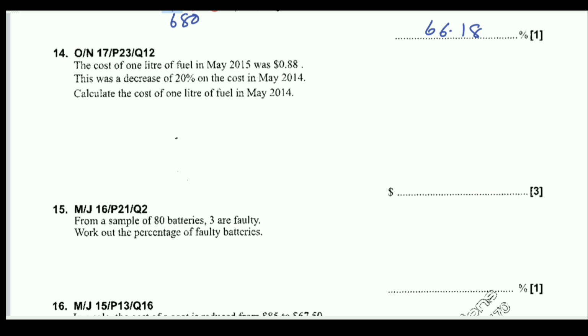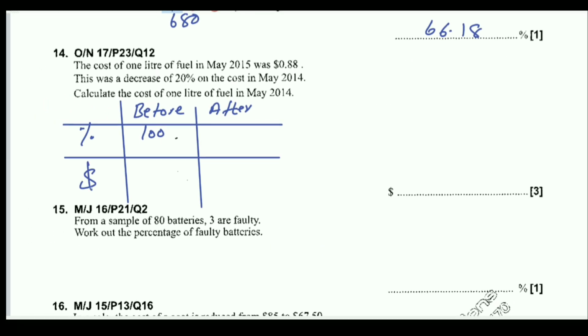The cost of 1 liter of fuel in May 2015 was 0.88. This was a decrease of 20% on the cost in May 2014. Calculate the cost of 1 liter of fuel in May 2014. So as the percentage is given to you, simply you have to make boxes here. Okay, we have to find the cost. So how to fill these boxes?